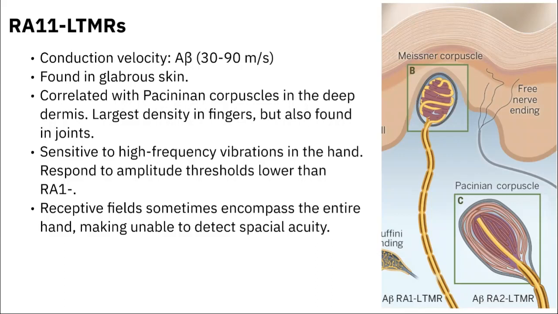Next is RA2 LTMRs. They have a conduction velocity of A beta 30 to 90 meters per second. They are only found in glabrous skin and are correlated with Pacinian corpuscles in the deep dermis. They are largest in density in fingers, but also found in joints. They are sensitive to high frequency vibrations in the hand and respond to amplitude thresholds lower than rapidly adapting 1. The receptive field sometimes encompasses the entire hand, making it unable to detect spatial acuity.